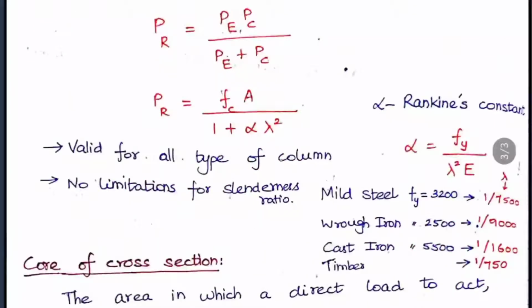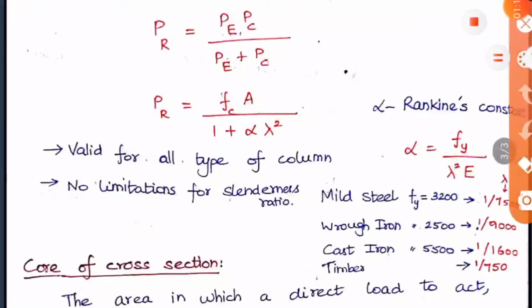The values for different types of material are given on the right hand side. That is, for mild steel Fy is 3200. So the Rankine's constant alpha, sorry, they have written it here as lambda, but that's not lambda, that's actually alpha, okay. Alpha will be equal to 1 by 7500, for wrought iron it is 1 by 9000, for cast iron it is 1 by 1600, and for timber it is 1 by 750. So these are the values of alpha, the Rankine's constant. You can directly study those values, or else you can study the Fy value and then calculate accordingly.